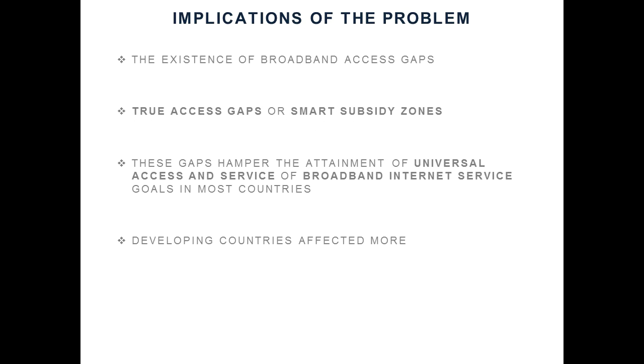And the implication of the problem here is that with the low penetration of broadband infrastructure in rural areas, national governments cannot attain the universal access and service policies that they have slated for themselves in the development of broadband. So that will result in true access gaps, smart subsidy zones as well. And developing countries are affected much more than developed countries because a lot is going on there.